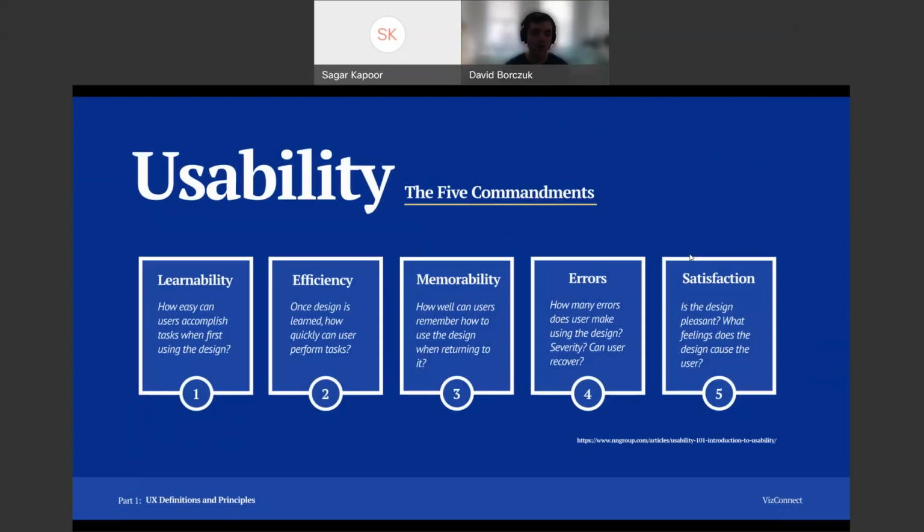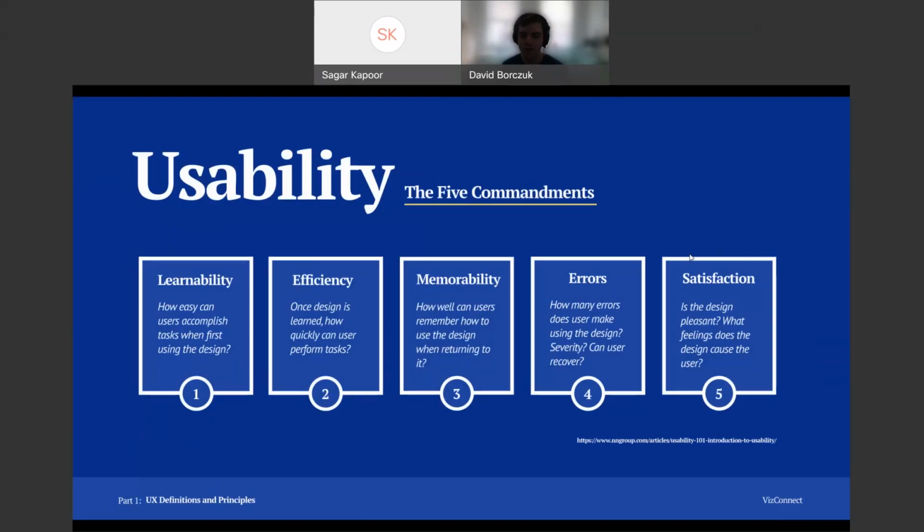And then efficiency: once the design is learned, how quickly can the user perform tasks? Not only how quickly can your user understand what to do, but how well is your dashboard engineered so that they can maximize its function as quickly as possible? And then third, memorability. How well can users remember how to use the design when returning to it? How well does your dashboard allow users to recall information so that when they return, they don't have to relearn any of the processes? They know they can pick it up immediately and understand how to answer the questions that they're looking for.